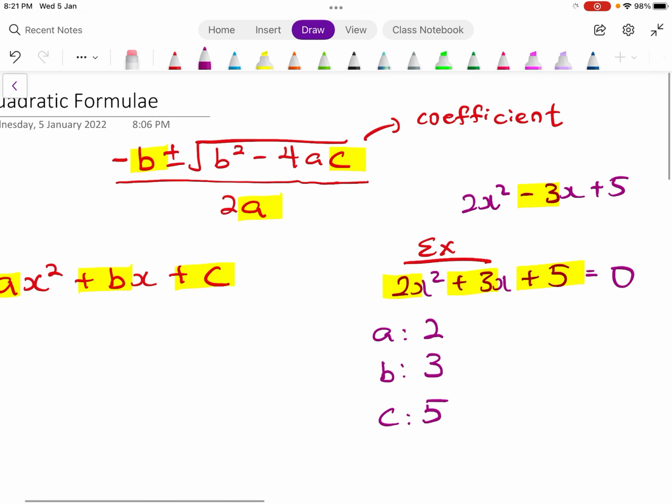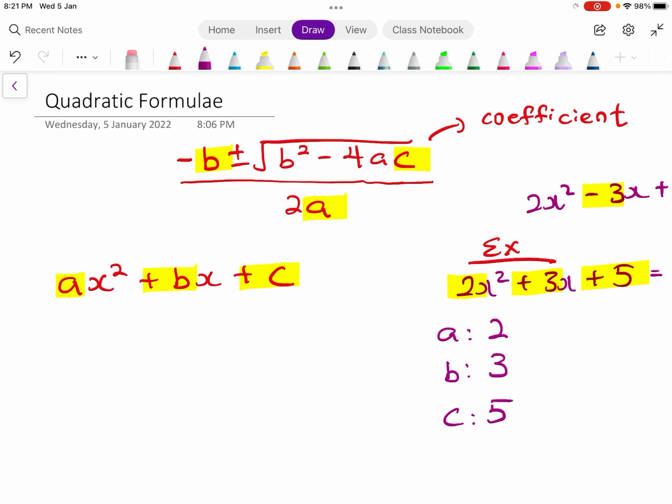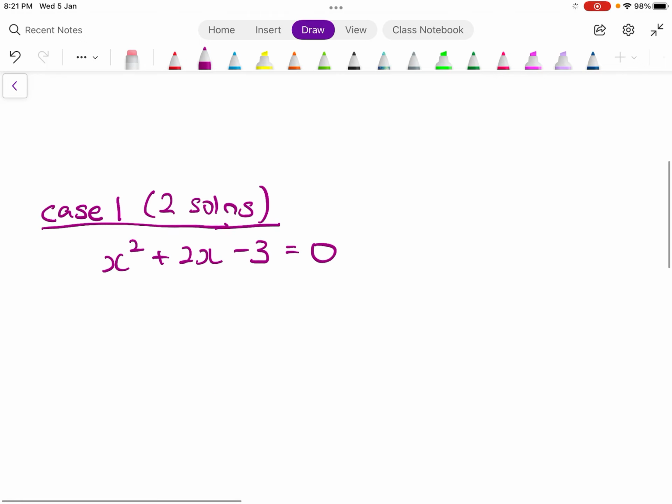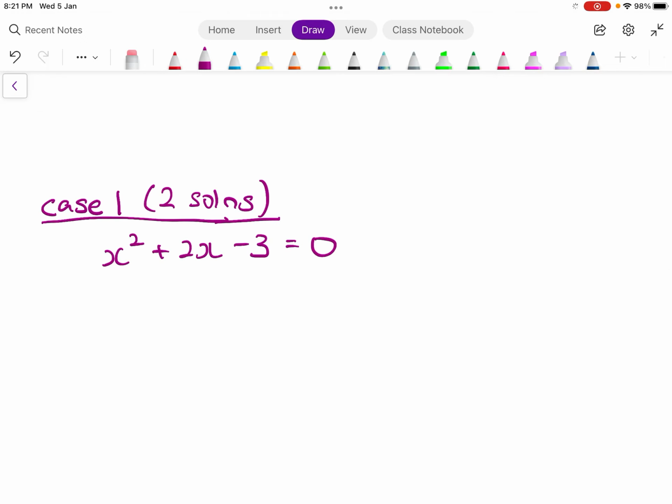Let me show you how to use this quadratic formula. Let's go to case 1 where we have 2 solutions. What do I mean by 2 solutions? It means I will get 2 answers. For example, remember the same equation that I solved just now. My answer is x equal to negative 3 or positive 1. Negative 3 is one solution, positive 1 is another solution. So we have a total of 2 solutions.